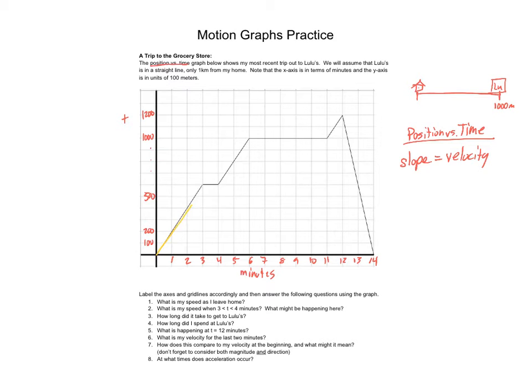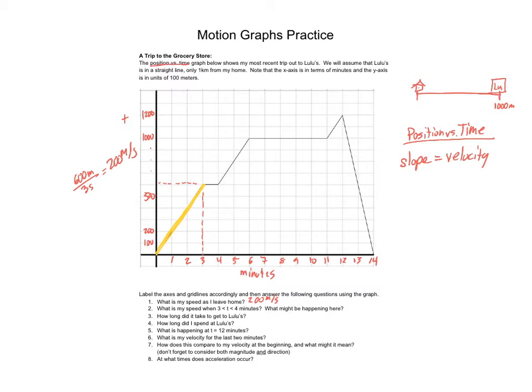It says at the beginning, as I leave the house. So what is the slope here? Now you'll notice that in 3 minutes here, I travel 600 meters. So what I'm going to do is go 600 meters divided by 3 minutes, and I get 200 meters per minute. That's going to be the speed as I leave home. That's the answer to the first question, 200 meters per minute.